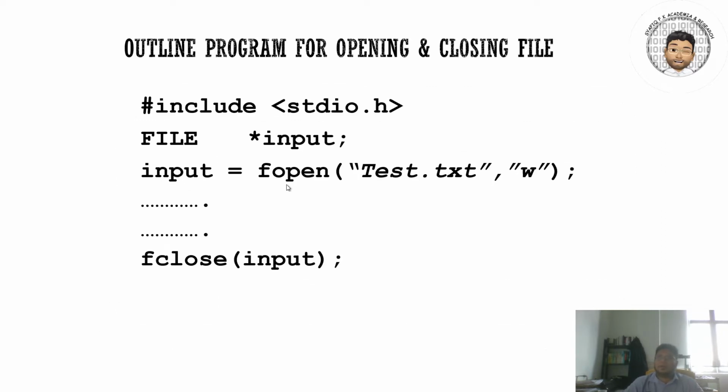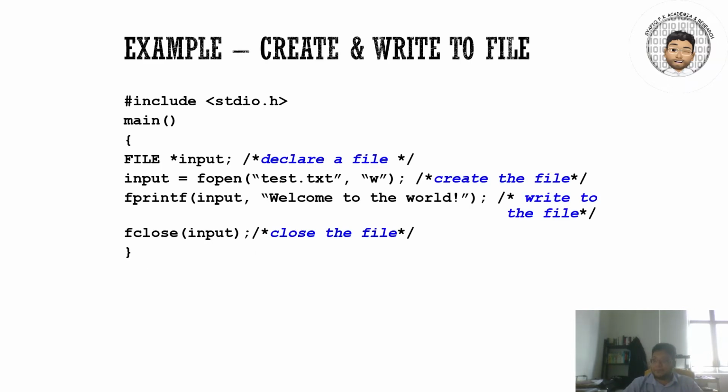This is an example of a code. Here we have include stdio.h, file input, which is input equals fopen test.txt. This is for writing. Test.txt is the file name. When you open the file, you must make sure that you have this test.txt inside your directory. Let's take a look at a simple task here.